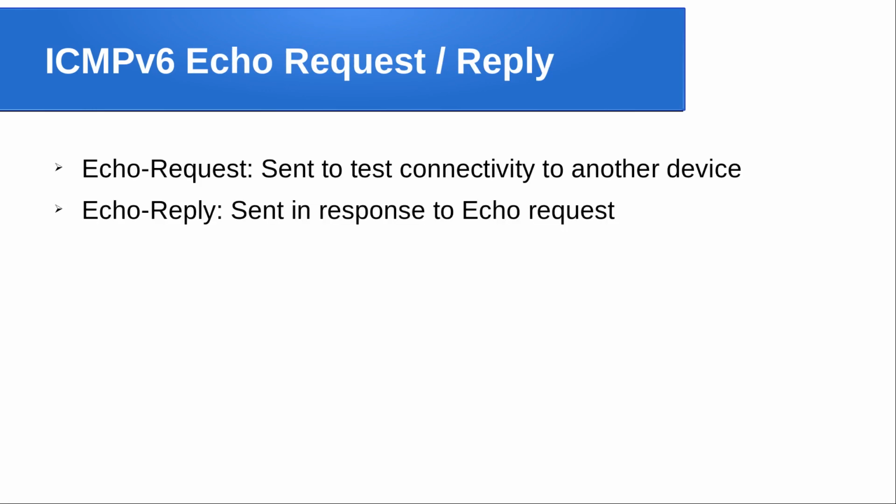So ICMP version 6 echo request and echo reply are just for checking the connectivity and also for calculating the round trip time, the number of hops, etc. You can make use of this in a number of ways. Echo request is sent to test the connectivity to another device, and whenever a request comes in, a reply will be sent back as a response to the request.